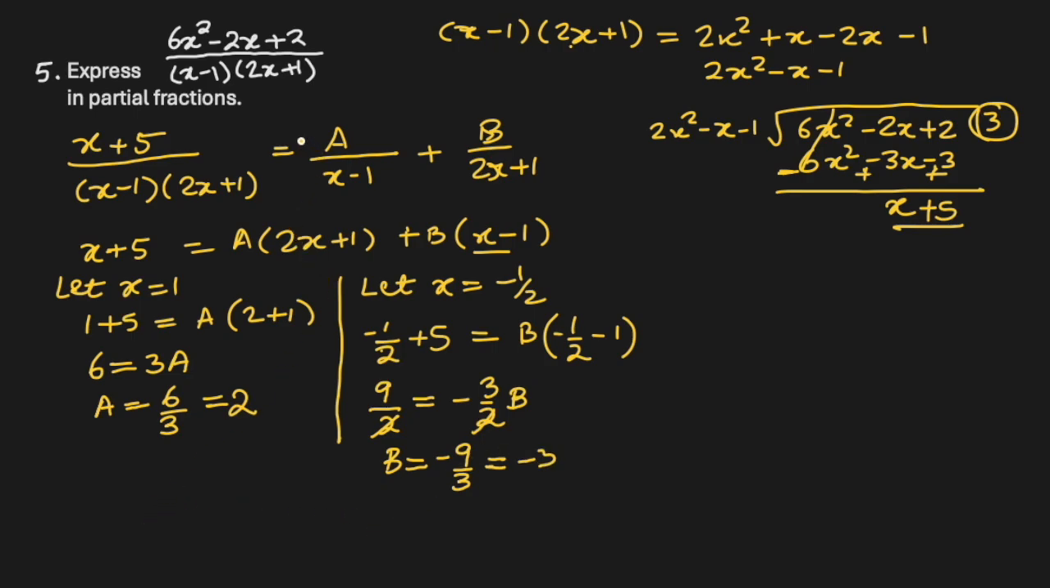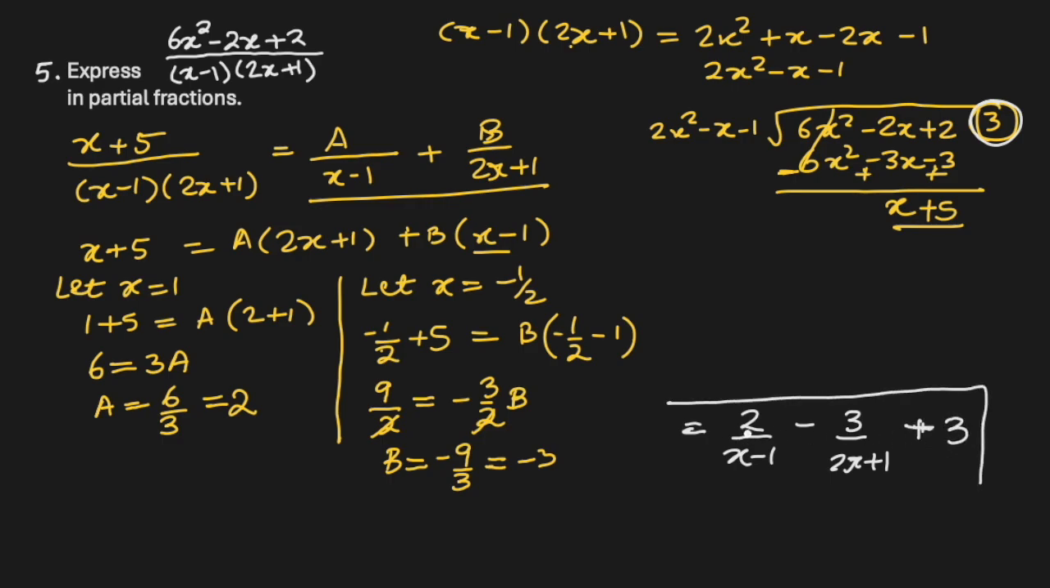So finally our partial fraction, which we assumed to be this, becomes: a was positive 2, so 2 divided by x minus 1, and then we have minus 3 divided by 2x plus 1, and we had this quotient already, we can write that separately, plus 3. This becomes our partial fraction.